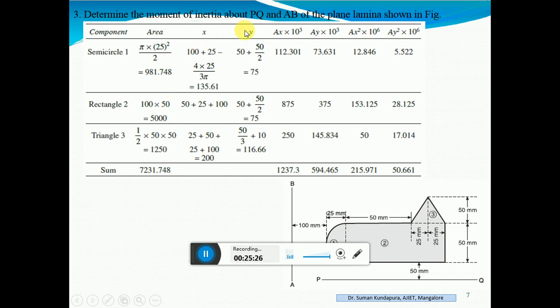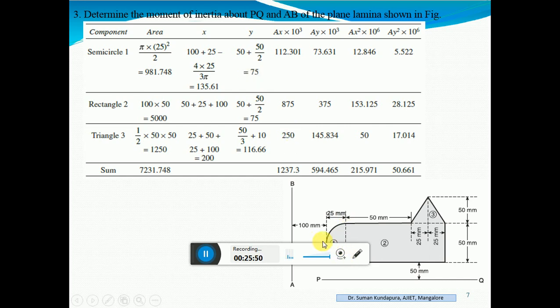What about the y distance of the semicircle? For the semicircle, the y distance will be from PQ reaching the midpoint. So the middle point of this will be from this point to here 25. 25 plus 50, 75. Correct?